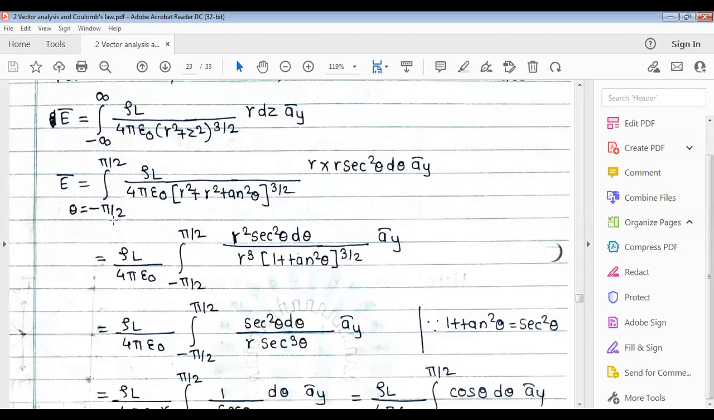My pointer is visible now, right? So this r square is common. Then r square raised to 3 by 2.